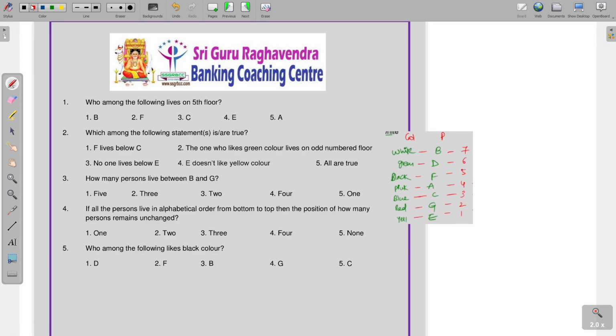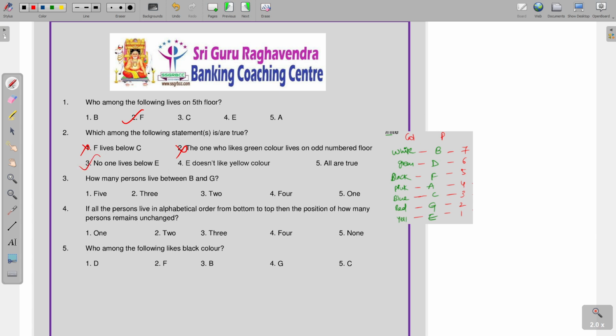See the first question: who among the following lives on the 5th floor? So on the 5th floor F lives. Which of the following statements is true? F lives below C, but actually F lives above C, so the first one is not correct. The one who likes green color lives on an odd numbered floor, but green is on an even numbered floor, and no one lives below E, so option 3 is the right answer.